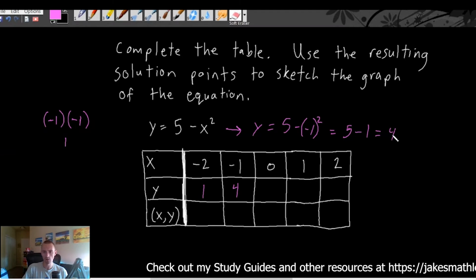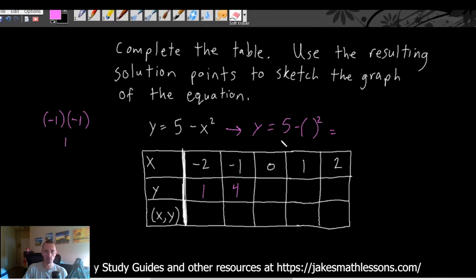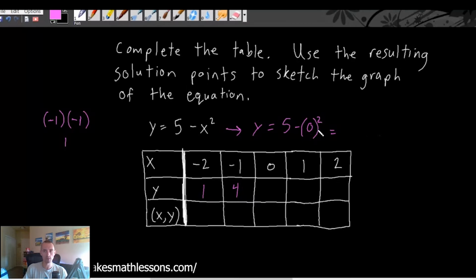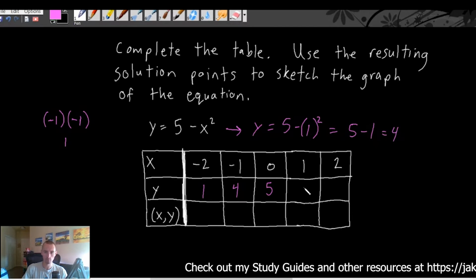Okay. Then we do this for x equals 0. I'm hoping you're getting the pattern here. We really just keep going back to our original equation, replacing all of our x's with whatever x number we're given in this top row here. So in this case, 0 squared is 0. So 5 minus 0 is just 5. Then we replace our x with +1 this time. 1 squared is 1. So we have 5 minus 1, which is 4.